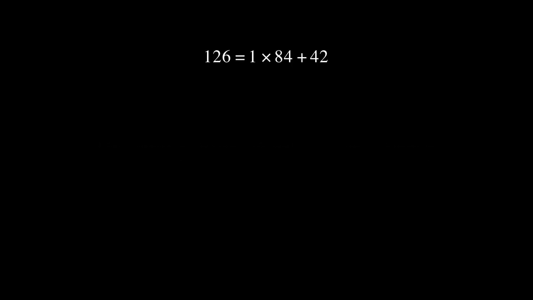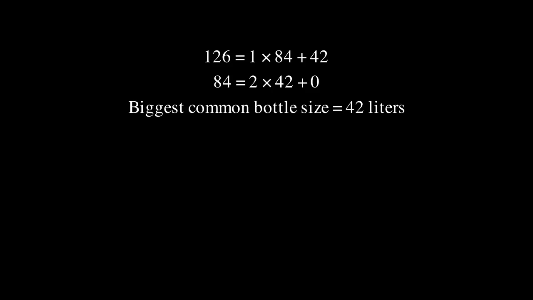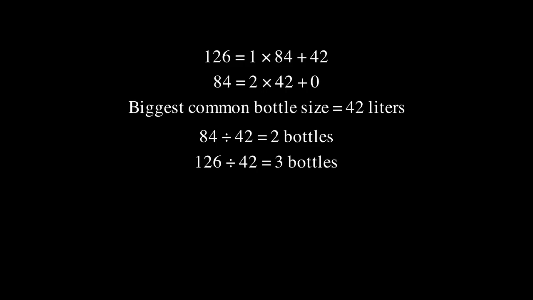Start with 126 and 84. 126 split into groups of 84 gives one full group, with 42 left over. Now split 84 into groups of 42. That gives exactly 2 full groups, with nothing left over. The leftover just became 0, so 42 liters is the biggest bottle size that fits evenly into both containers. So each bottle should hold 42 liters. That gives exactly 2 bottles from the 84-liter container and 3 bottles from the 126-liter container.